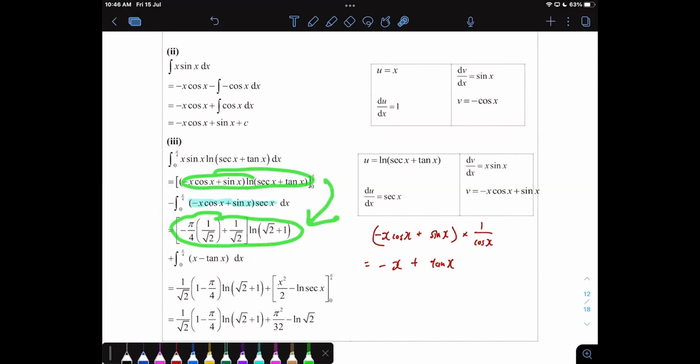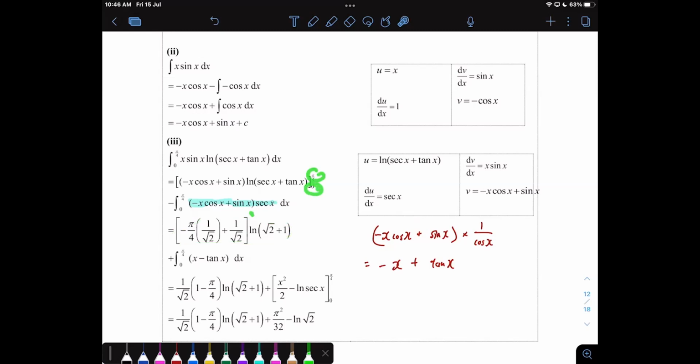Every time you see square bracket pi by 4 and 0, what are you supposed to do? Sub in. Can you tell me the entire procedure? What do you mean sub in?